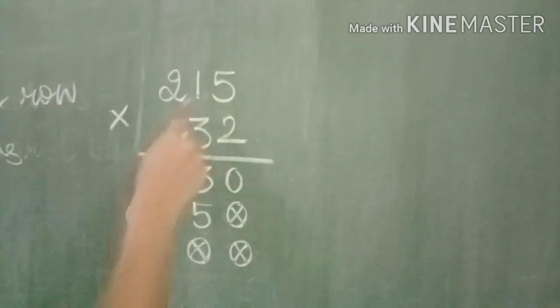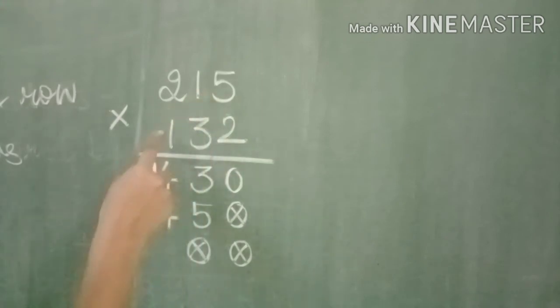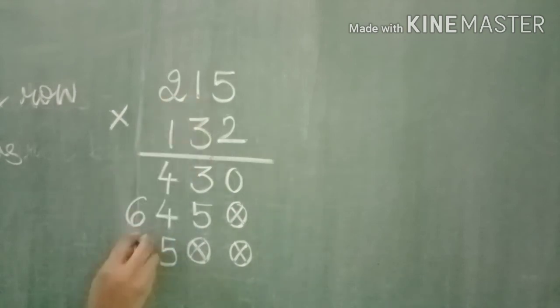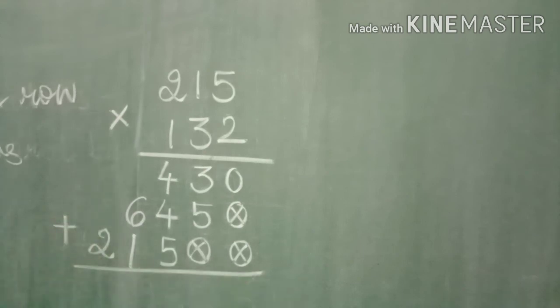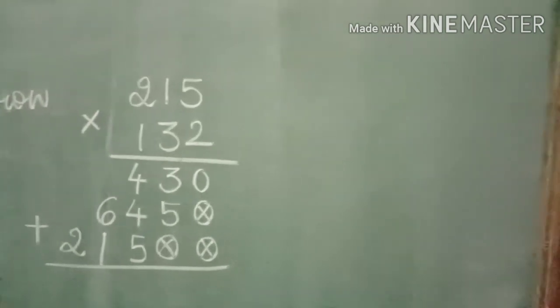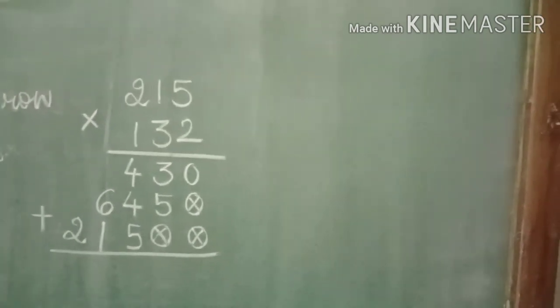Now 1 fives are 5, 1 ones are 1, and 1 twos are 2. Now what are we going to do? We are going to add. After adding, we will get the final answer, the number of saplings. Let's start with the addition.